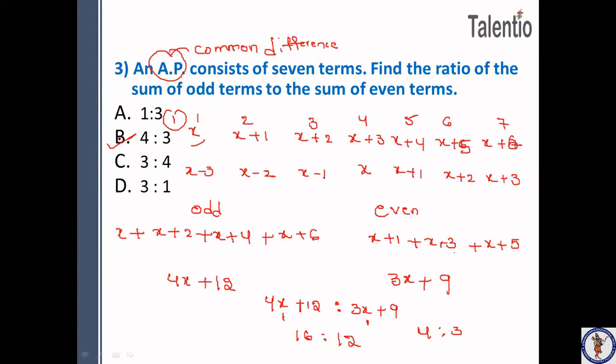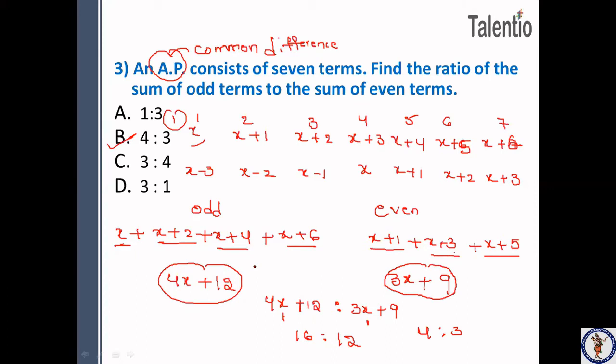Now they're asking what is the ratio of the sum of odd terms to the sum of even terms. So if we consider odd terms, what are the odd terms we are having here? x is one odd term, x plus 2, x plus 4, and x plus 6. So what is the sum equal to? 4x plus 12. In the same way, even terms. What are the even terms? x plus 1, x plus 3, and x plus 5, where the sum is equal to 3x plus 9.